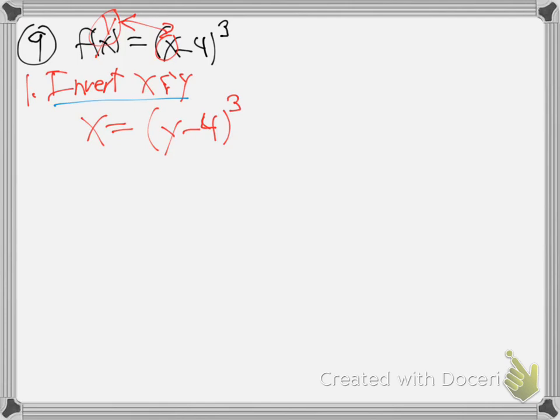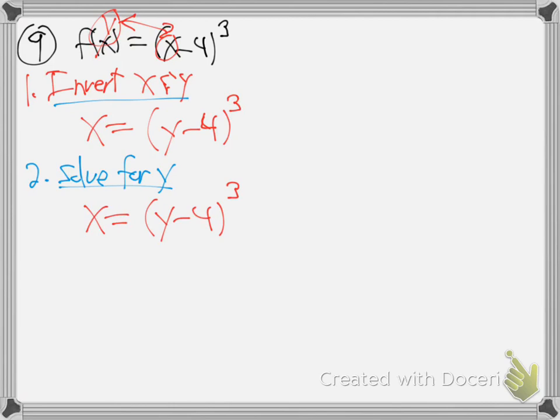Now, so that's step 1. Step 2, solve for y. How do I take that equation? Let me rewrite it here. x equals y minus 4 to the third. And how do I solve for y? Well, you got to get rid of that third power, don't you? What's the opposite of a third power? A third root, right? Roots and powers are opposites. So if I third root both sides, it cancels that power. They cancel each other out.